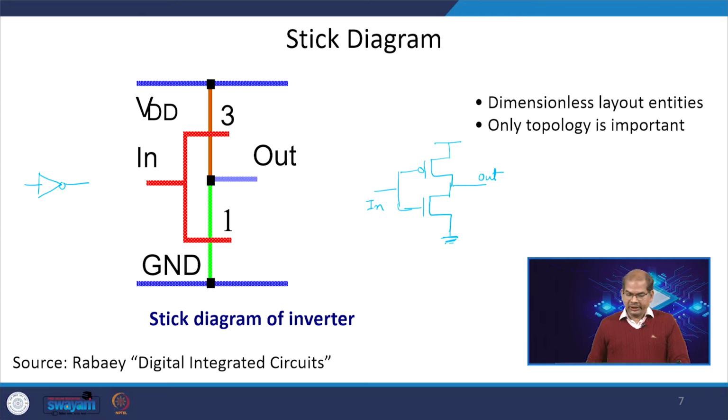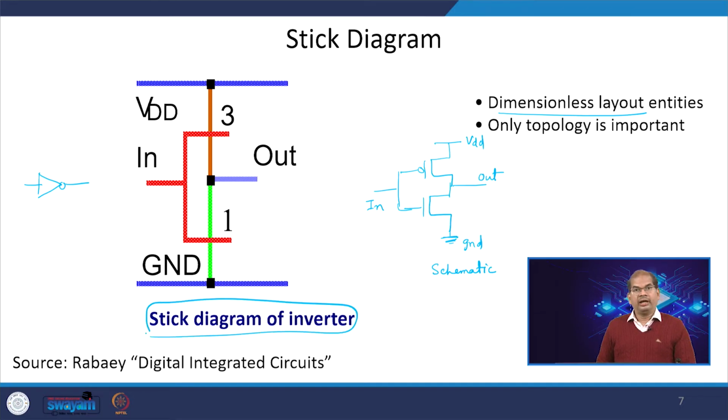What is drawn here is the dimensionless layout of the inverter, and it shows the way in which you can draw the layouts. You have a VDD here and a ground here. This is called the schematic, and this is the stick diagram, which is not the actual layout. It is independent of any technology node, but the stick diagram gives you guidance on how we can do the layout.